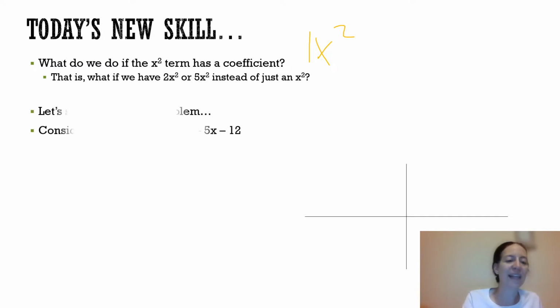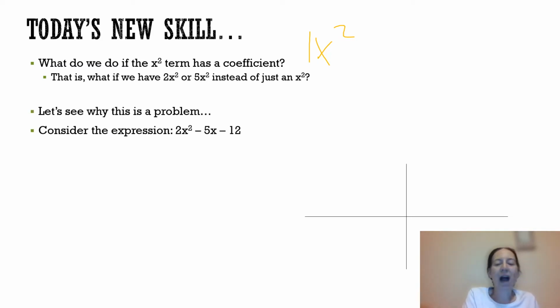So before we get to that, let's see why this is a problem, because you might be thinking, well, I don't see why that's a problem. I would just put them in and do whatever it is that we've been doing. And that is absolutely what I would expect you to do. So we're going to consider the expression 2x squared minus 5x minus 12. Notice that there's no common factor there.